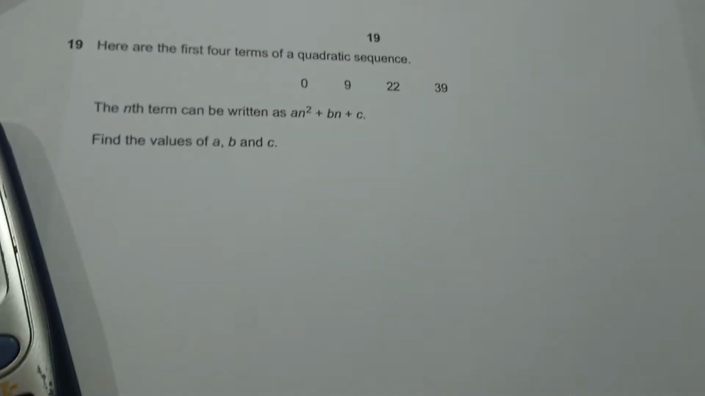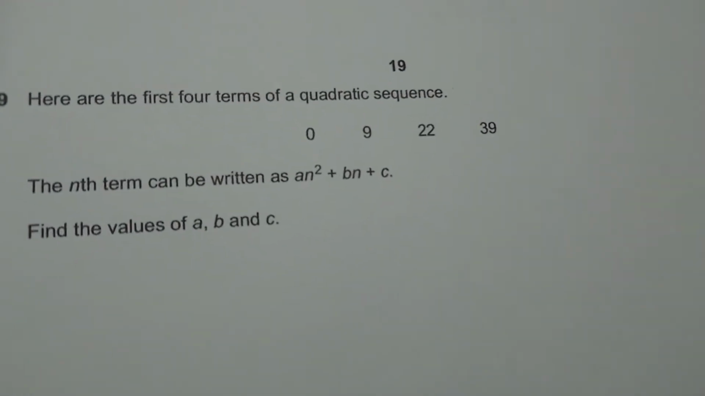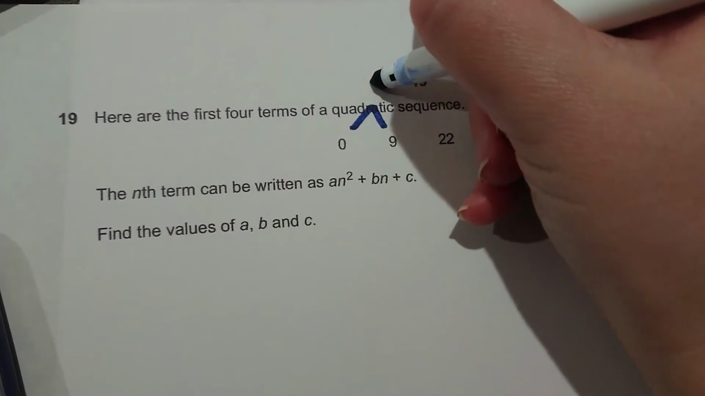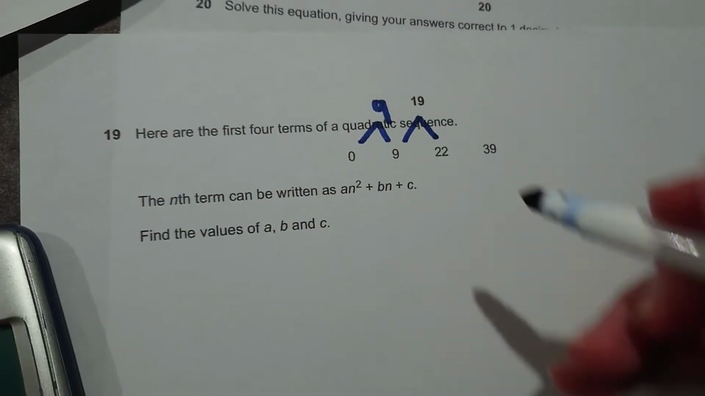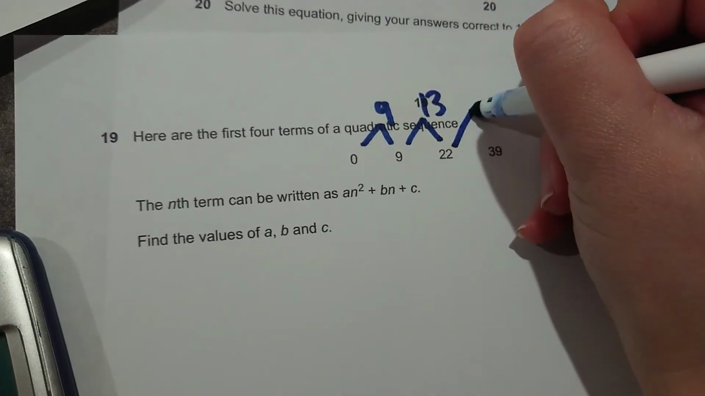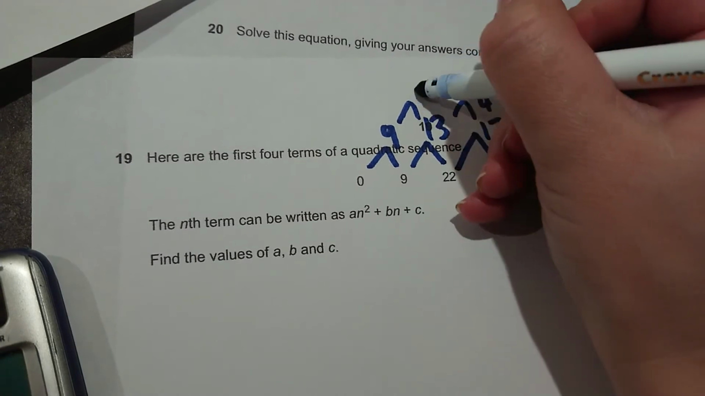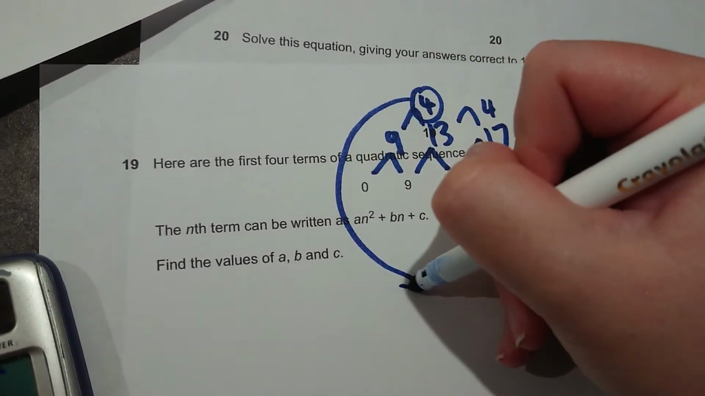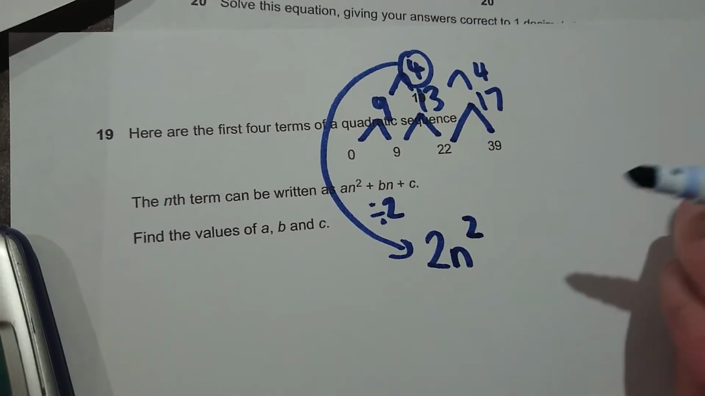Two more questions to go. So question 19 is quadratic sequences. So the first thing is to work out your differences. So it goes 9. 9 to 22 is 13. And then 22 to 39 is 17. So second differences are 4 and 4. So divide that by 2 and put it in front of n squared. So that would be 2n squared.